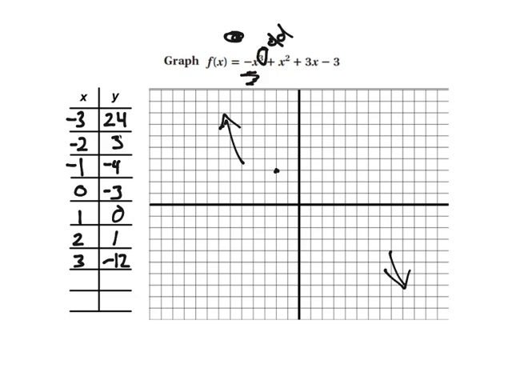Negative 1, negative 4 is right there. 0, negative 3 is right there. 1, 0. 2, 1. 3, negative 12, which is down here. Then we look at our graph, and we sketch that in a ways.